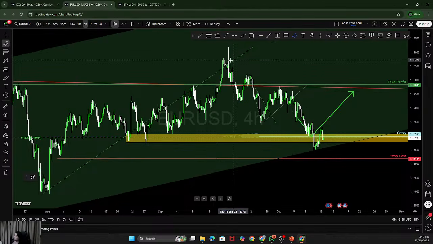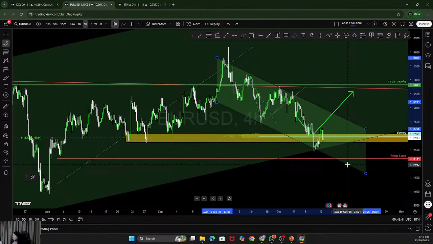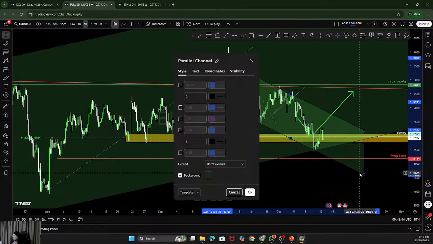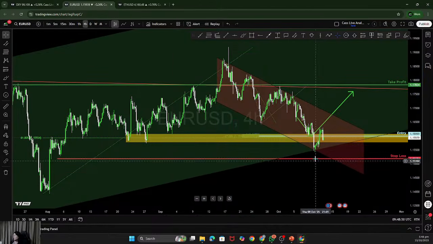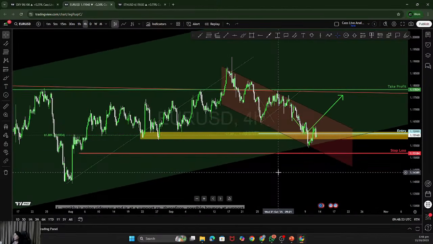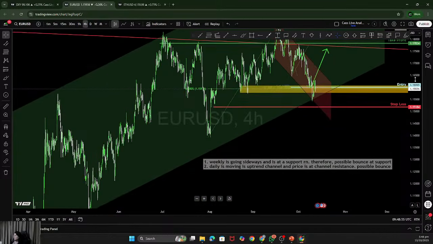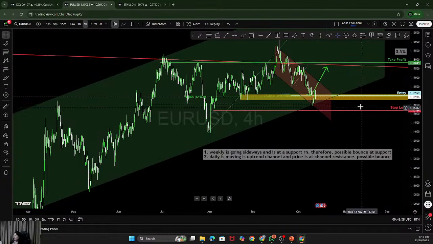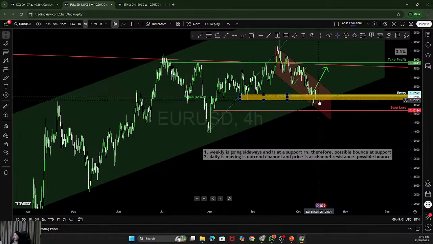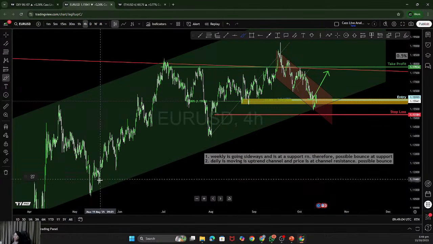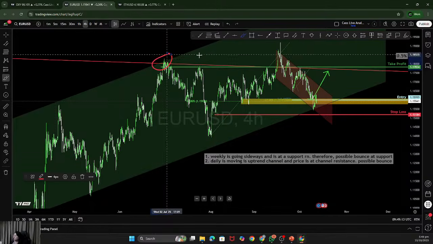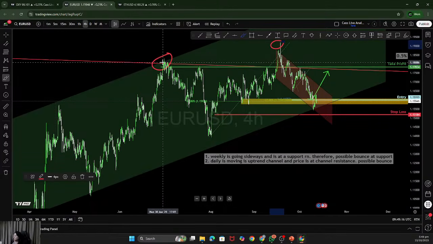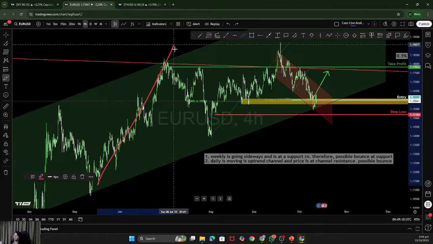Sorry, I don't know where the channel is. There you go. I'm going to put that red. Red means that it's going down. I'm going to take this with a pinch of salt. Why? Because it could just be a pullback of a higher time frame. The higher time frame is definitely making higher highs and higher lows, so this could just be a pullback.